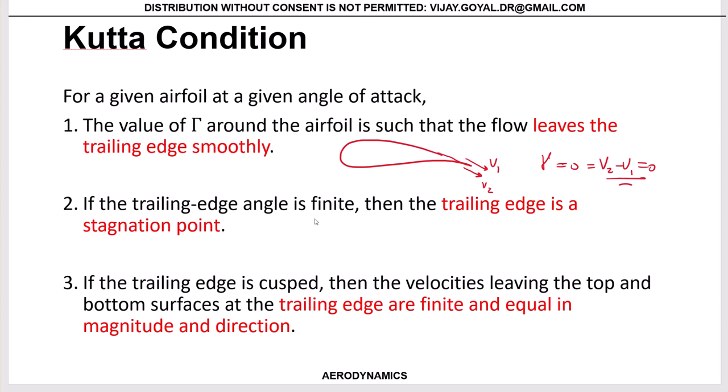Second thing is, if the trailing edge is finite, the trailing edge is a stagnation point. So this is finite, right? It ends there. So we want this to be a stagnation point there. It has to be a stagnation point. So if this trailing edge is a cusp, and the velocities are leaving the edge, the top and bottom velocities are equal in magnitude. So that means that v1 is equal to v2. And these are the consequences of the Kutta condition as applied to airfoils, the aerofoil analysis.